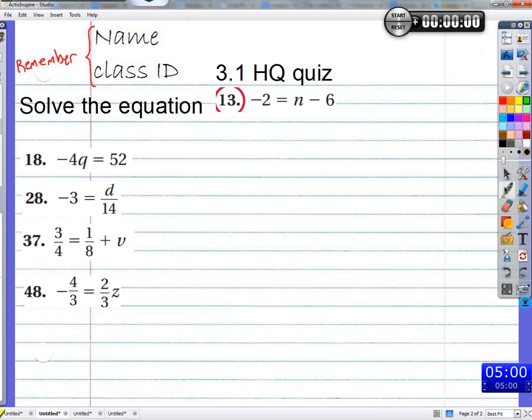So this is 3.1. And it's just one step equations. They can be solved by doing one thing, by taking one step. If you take more than one step for some reason, that's fine, but you could solve it in one step. So what is one thing we could do for number 13 to get n alone, isolated, on one side?